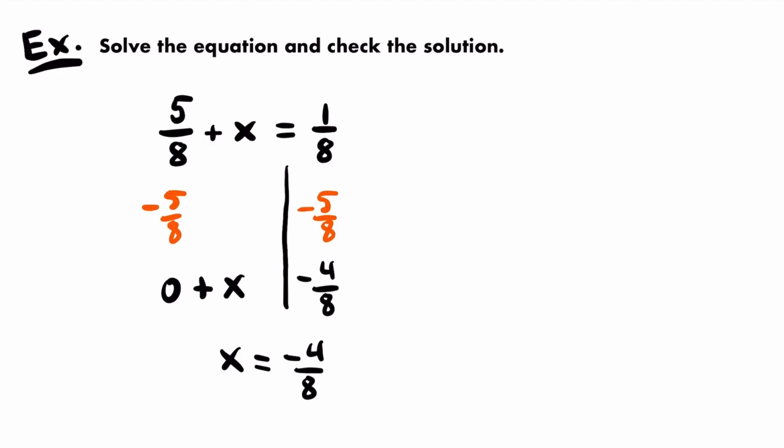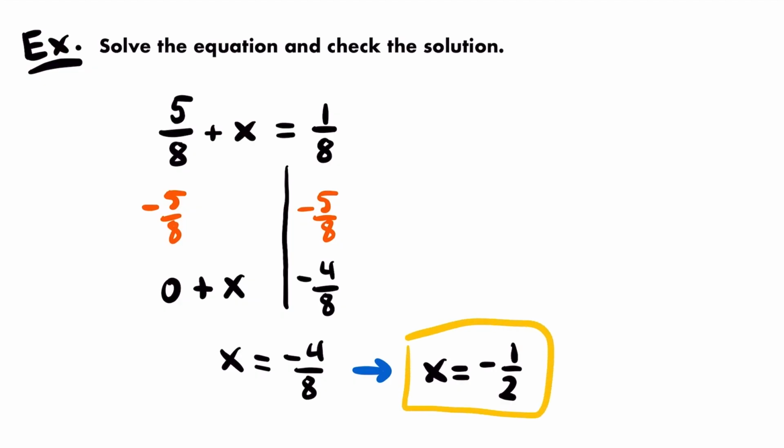-4/8, but that can be reduced. That is not a fraction in its simplest form. Both 4 and 8 can be divided by 4. 4 divided by 4 is 1, and 8 divided by 4 is 2. So really, this simplifies to be x equals -1/2. Okay, once again, I just got that by noticing that both 4 and 8 are divisible by 4, so we can reduce that fraction, and so we did. It's a good idea to get your solution in its simplest or most reduced form.